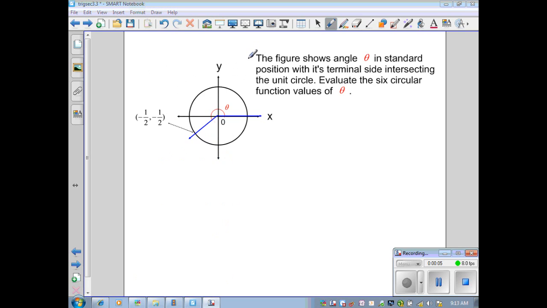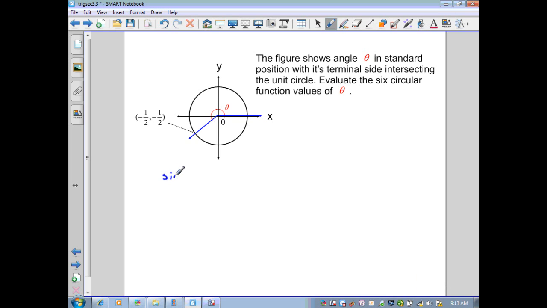Our next example shows a figure that has an angle theta in standard position with its terminal side intersecting the unit circle. Therefore, I know that my r is going to have a measure of 1. We want to evaluate the 6 circular functions of theta. From previous slides, we know the definition of circular functions. So here, we know that the sine of theta is going to equal y. Our point on the terminal side for y is -1/2.